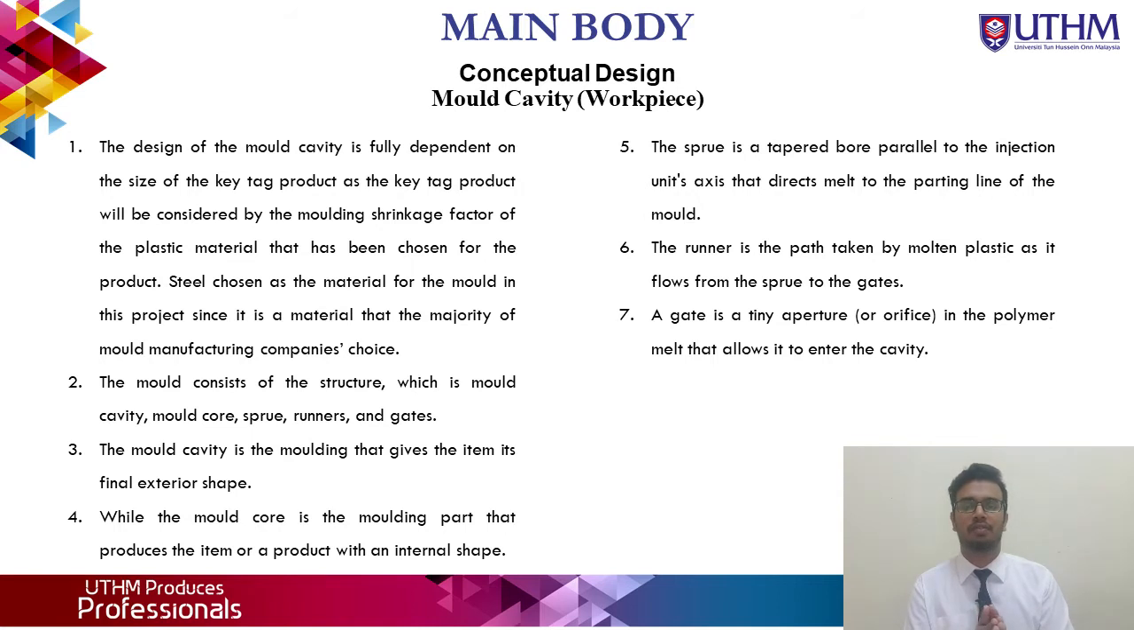So the function of the mold cavity is to give the item its final exterior shape, while the mold core gives the product and item the internal shape. The sprue is a tapered bore barrel that the injection unit exits, which directs melt to the parting line of the mold. The runner is the path taken by the molten plastic as it flows from the sprue to the gates. The gate is a tiny aperture in the polymer melt path that allows it to enter the cavity.